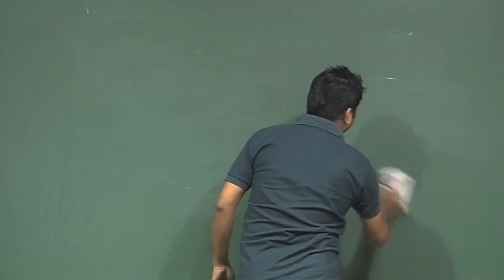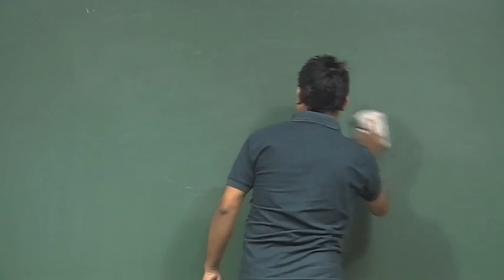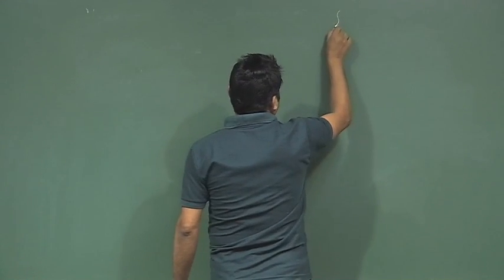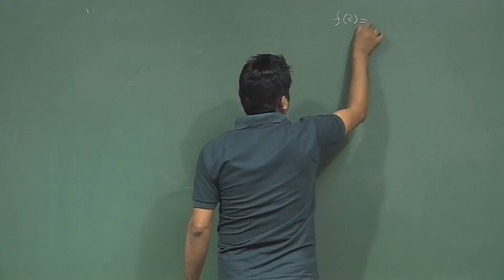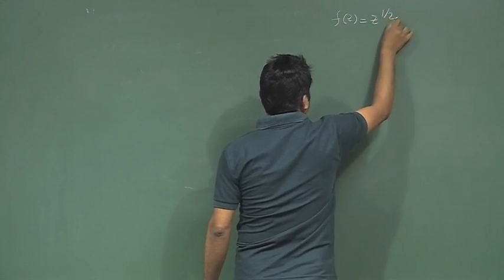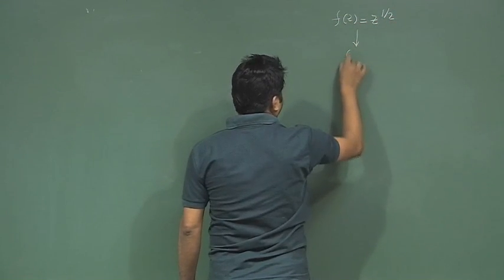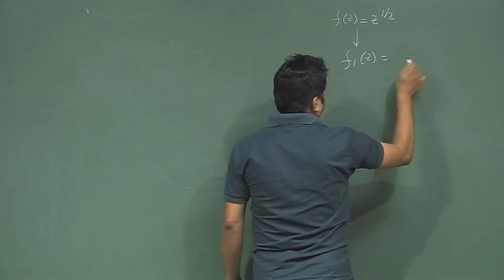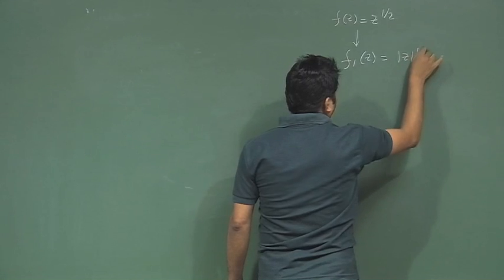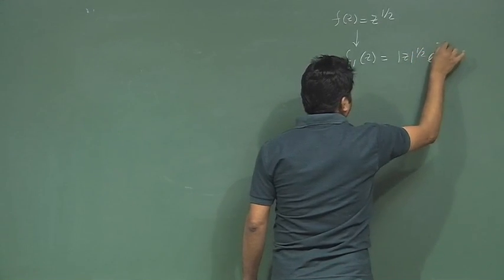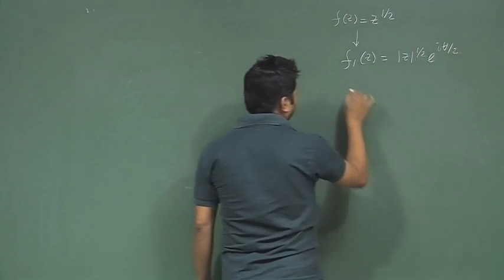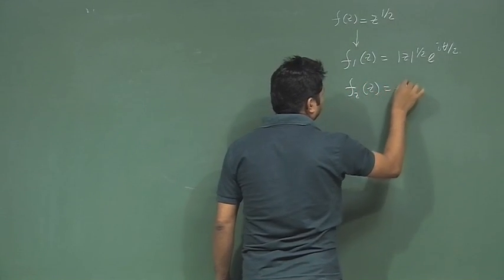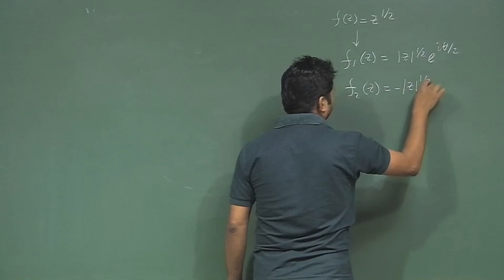By the way, this f1 and f2 are two branches as I mentioned. So, f(z) is z to the power half, that was my original function, and from that I figure out one value is mod of z whole to the power half e to the power of i theta by 2, another value is minus of this.